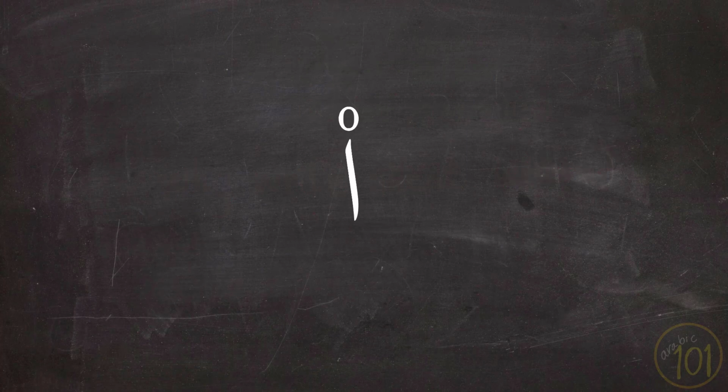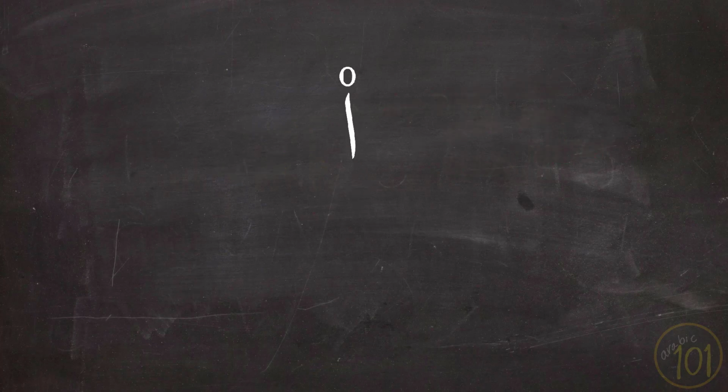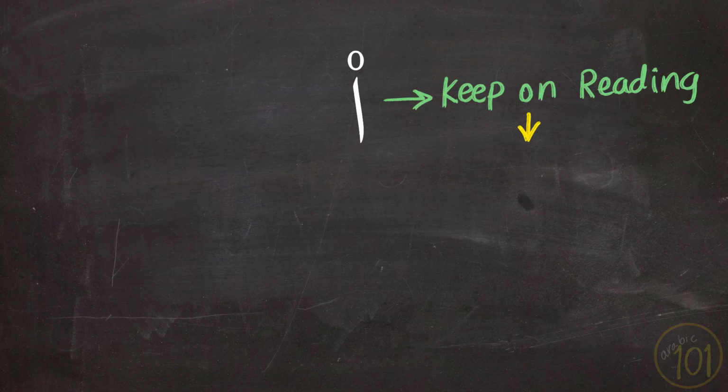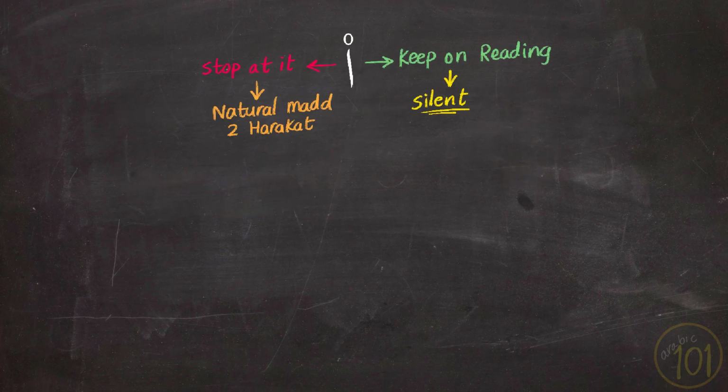This sign, which looks like a zero, can only be used on the letter alif. So it will not be used with ya or waw. It is similar in function to the previous symbol as we said before, but it is definitely not the same. So how is it similar then? Well, when you keep on reading, you will drop the alif completely. But the difference is, if you stop at the word, then you will have to pronounce the alif fully. So, with a natural med, or a med tabi'i, with 2 counts, like in this example.